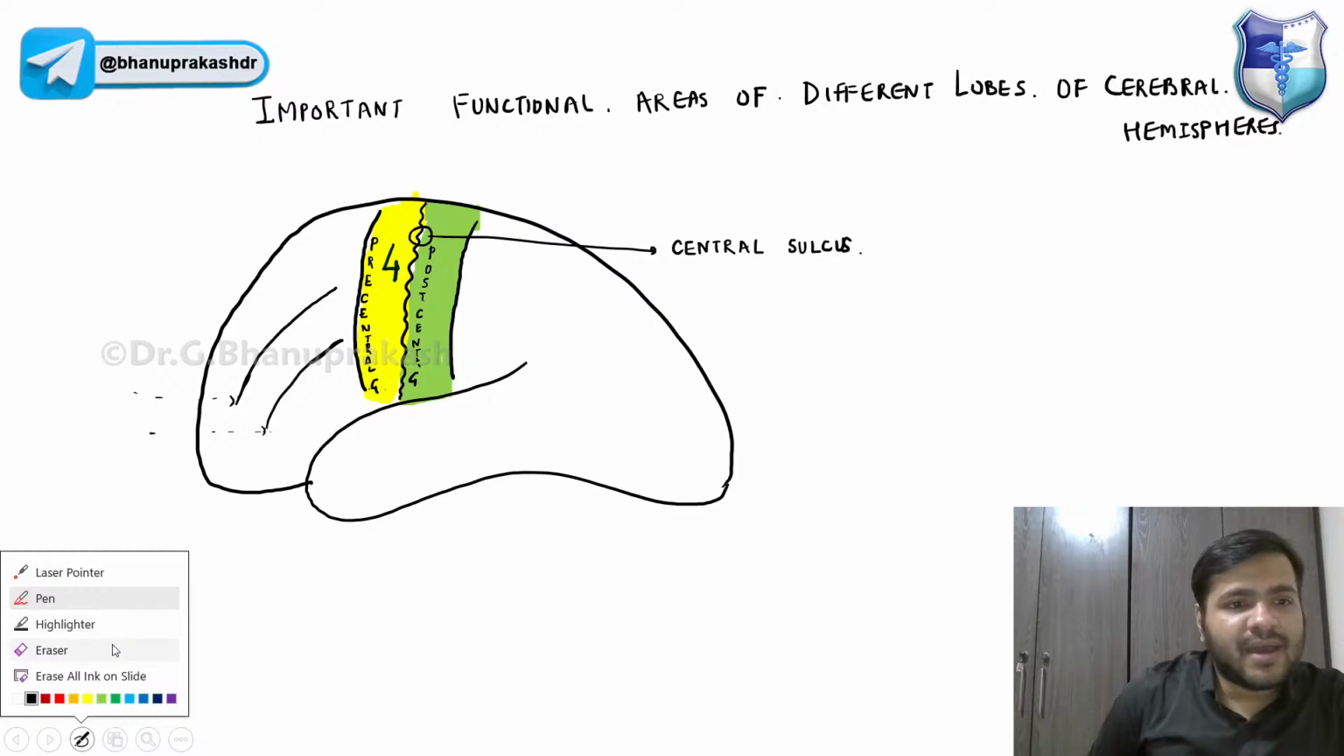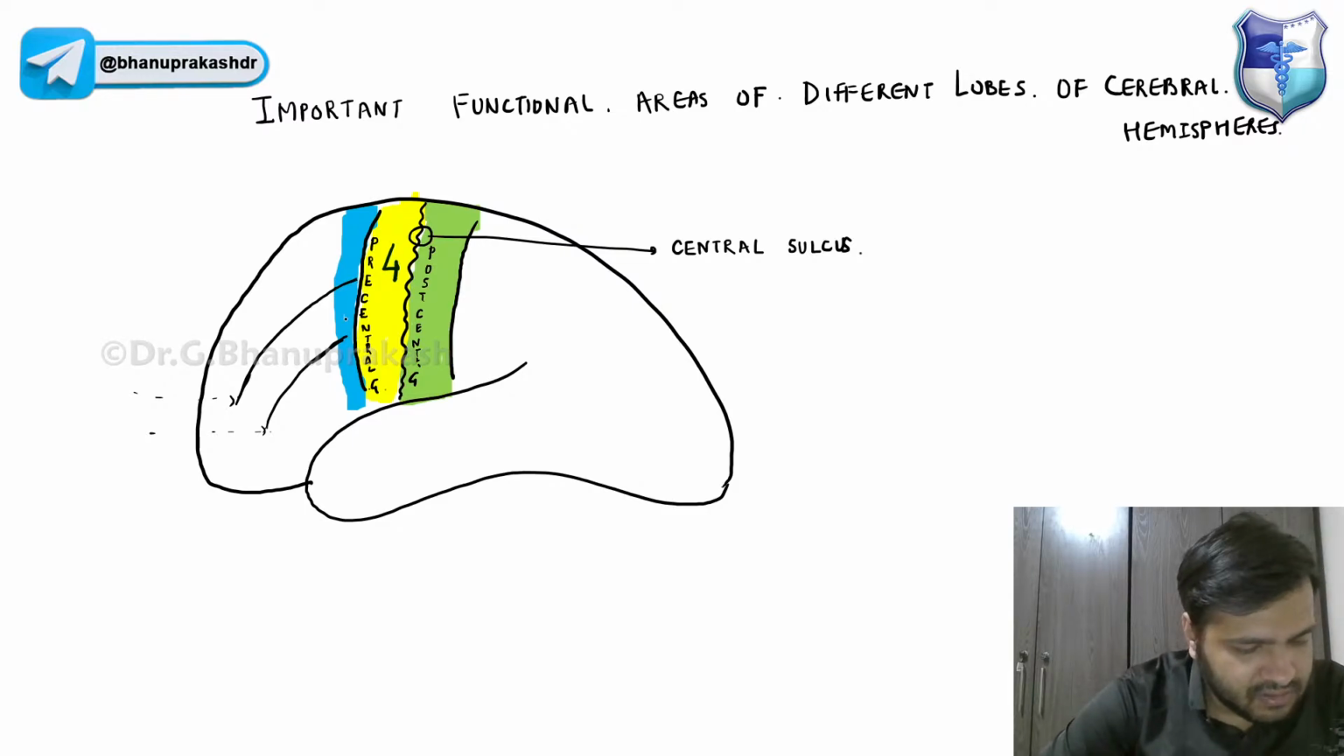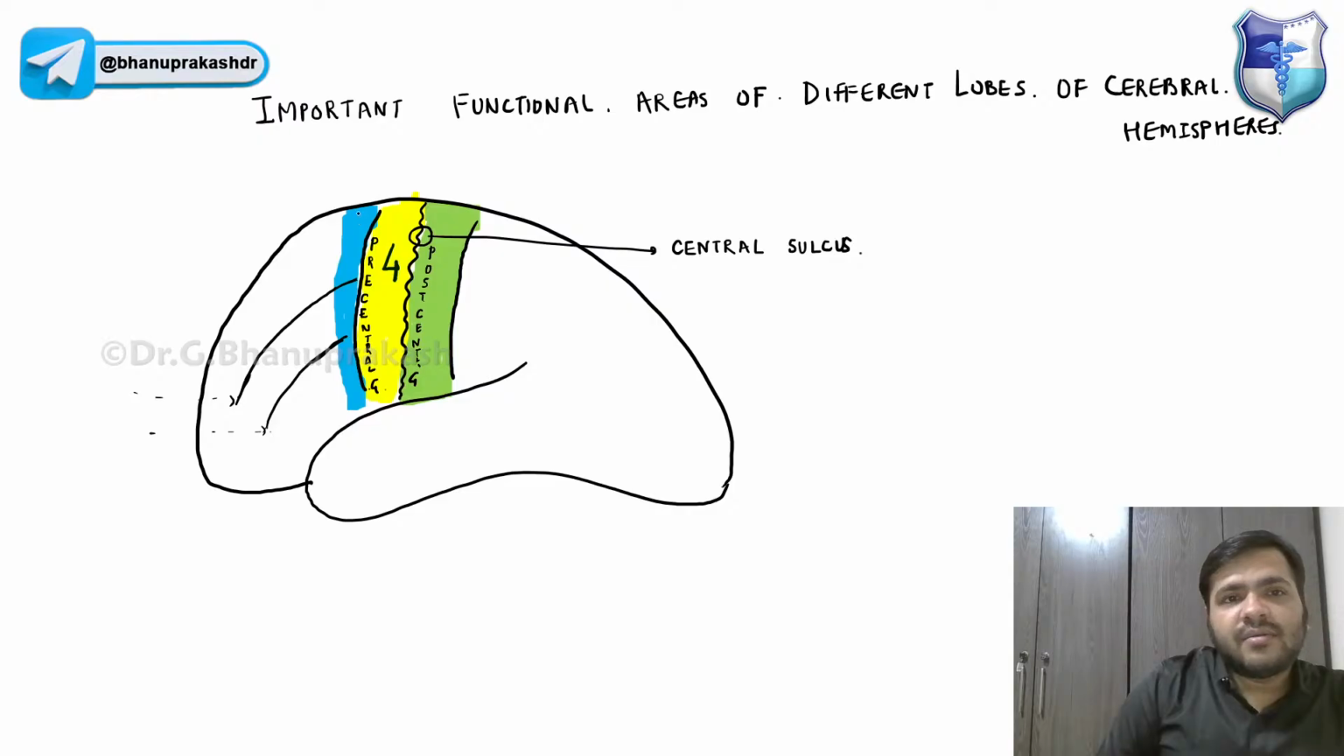Guys, remember the area which I'm highlighting right now. That is again very, very important. This area in the frontal lobe, guys, right? So that is the premotor area 6. Now, this is called the premotor area 6.